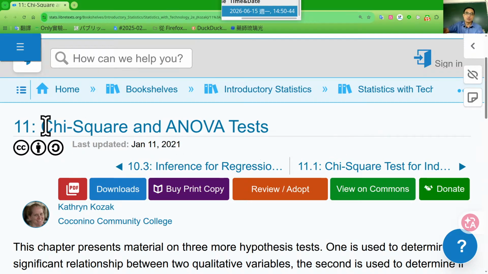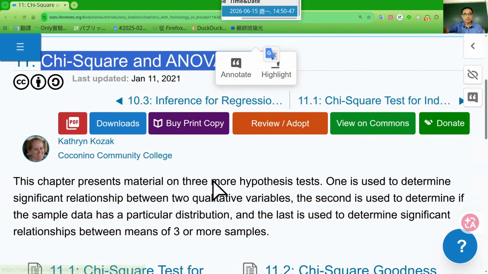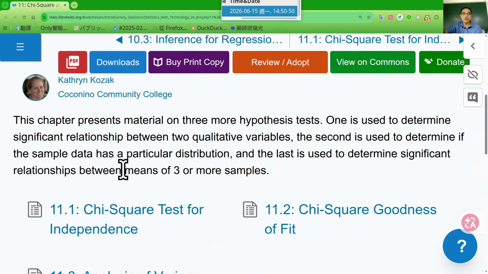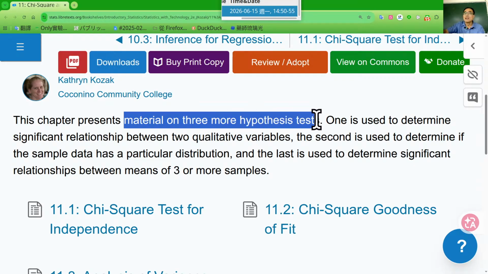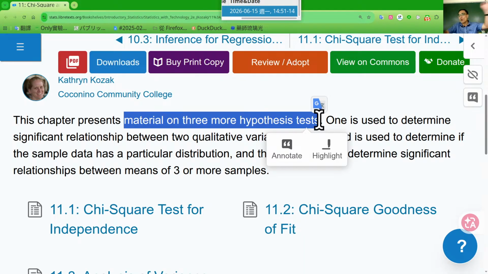Okay, now let's move to chi-square and ANOVA test. This chapter presents materials on three or more hypothesis tests. In the past, in a t-test, we had one sample, one population, or two populations. But with two populations, it is impossible to get all the information. Thus, we select samples from population 1 and from population 2 and compare whether they are the same. Just a quick review.